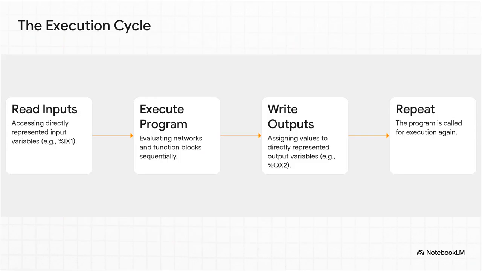The whole thing is actually pretty simple, but it happens incredibly fast. So in every single one of these cycles, the PLC reads the status of all its inputs. Then it runs your entire program, top to bottom. Then it updates all the outputs based on what your logic decided. And then, boom, it starts the whole thing over again immediately.